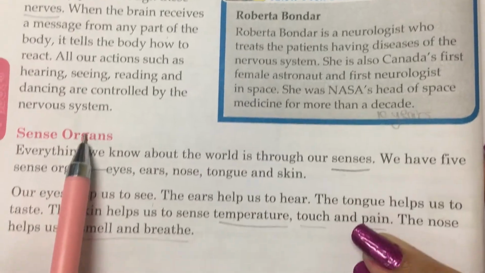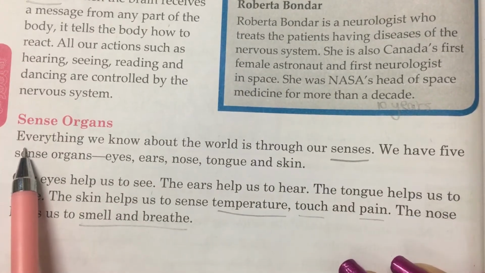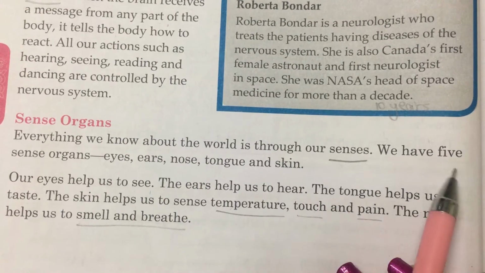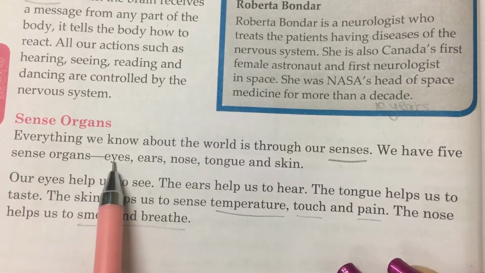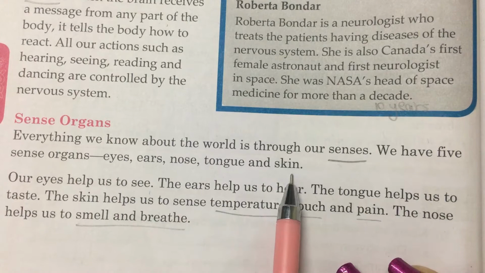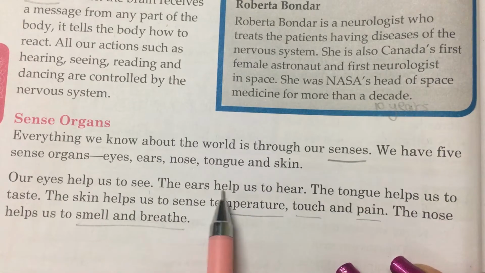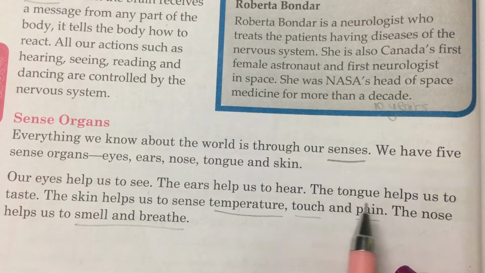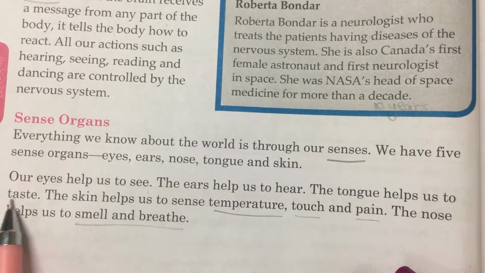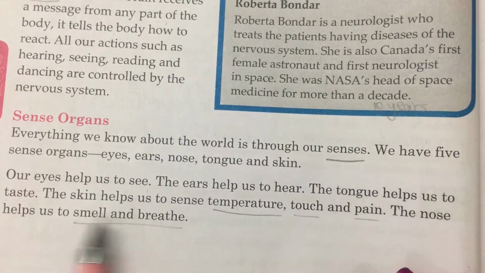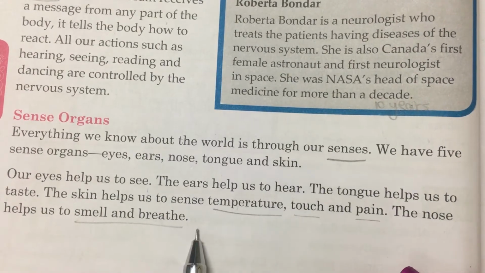Now, sense organs. Everything we know about the world is through our senses. We have 5 sense organs: eyes, ears, nose, tongue, and skin. Our eyes help us to see. The ears help us to hear. The tongue helps us to taste, and the skin helps us to sense temperature, touch, and pain. The nose helps us to smell and breathe.